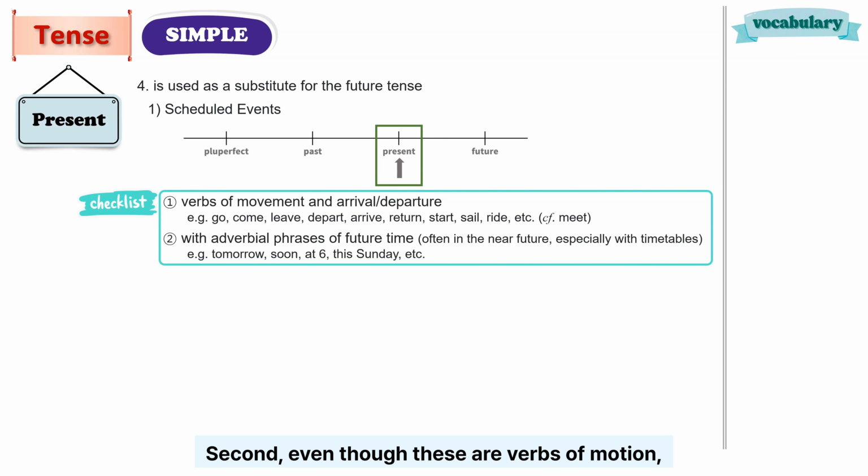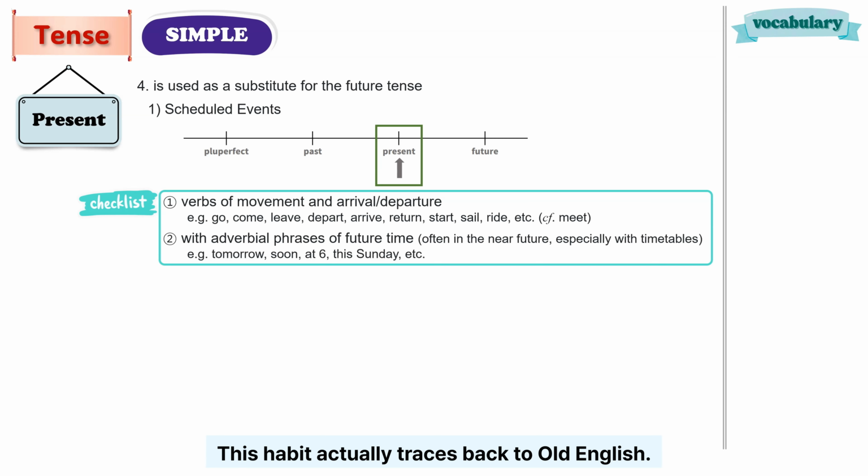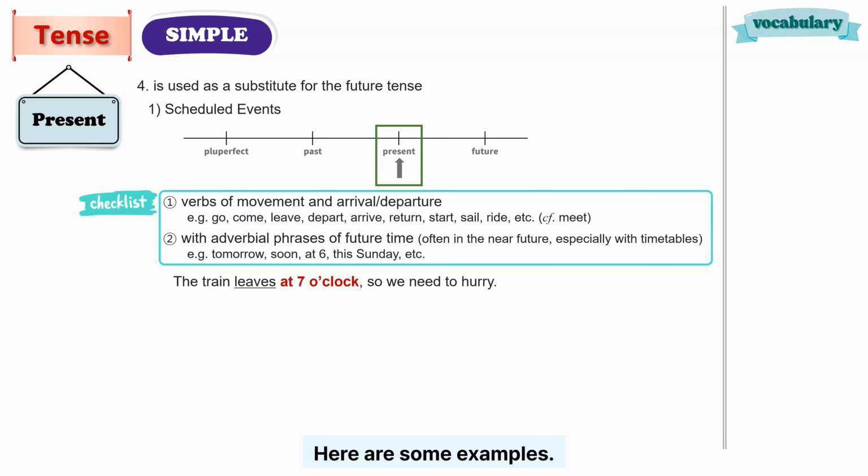Second, even though these are verbs of motion, they rarely replace the future tense by themselves. They usually appear with a time marker, an adverb or expression that indicates a specific time in the near future. This habit actually traces back to Old English. Also, this substitution generally applies when the event concerns a near or definite future, something scheduled or planned, rather than something far off. Here are some examples.